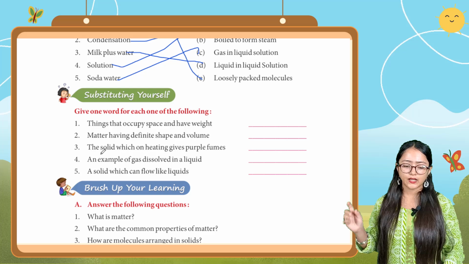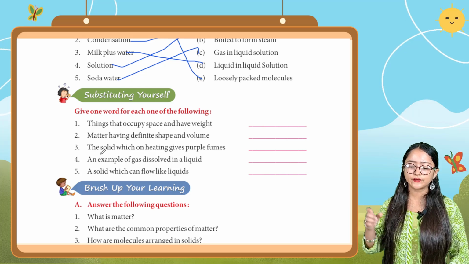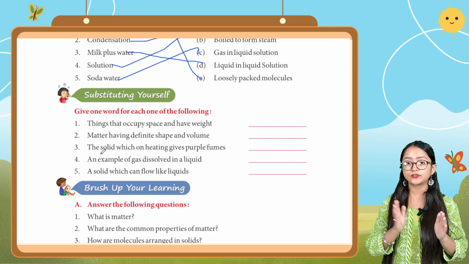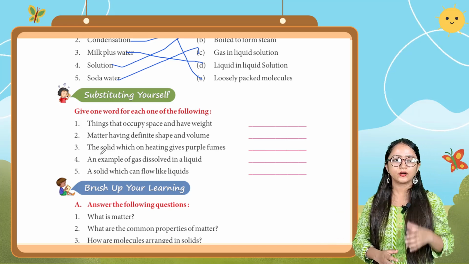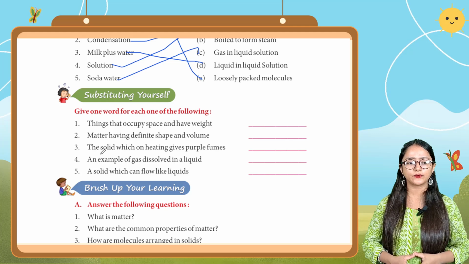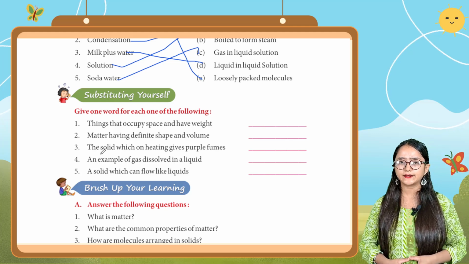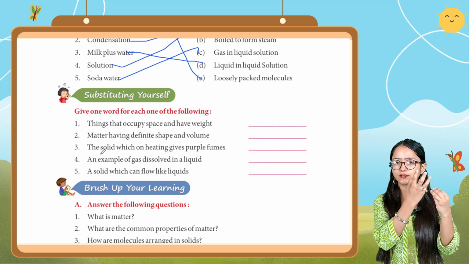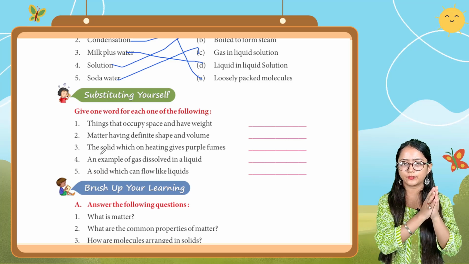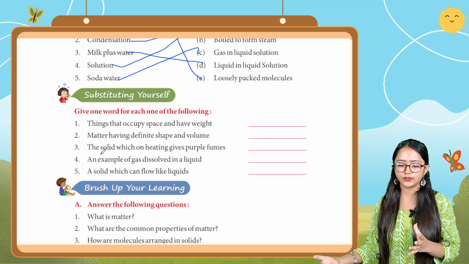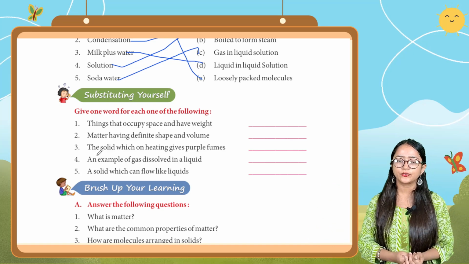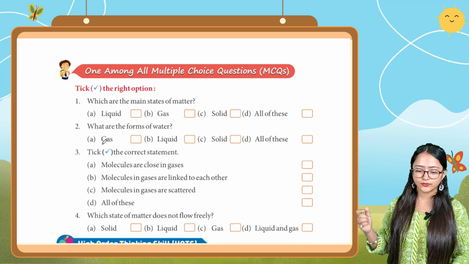Okay, now next one is a solid which can flow like liquids. A solid which can flow like liquids. Okay, so here you can give the example of ice, which when you melt it, when the process of melting is done, then after that it flows like liquid. Okay, so you can give the example of ice cube here.